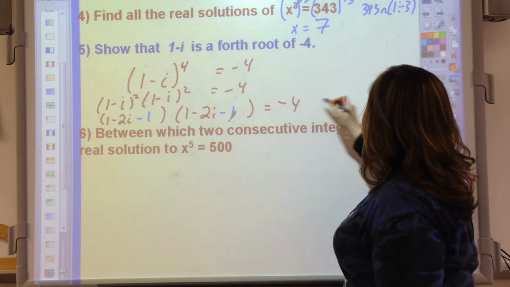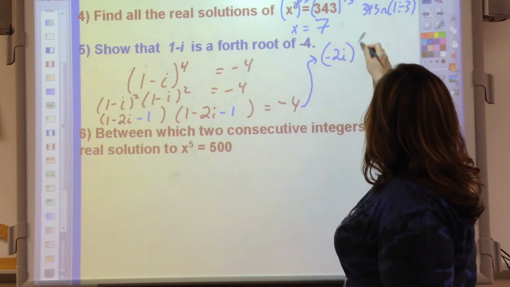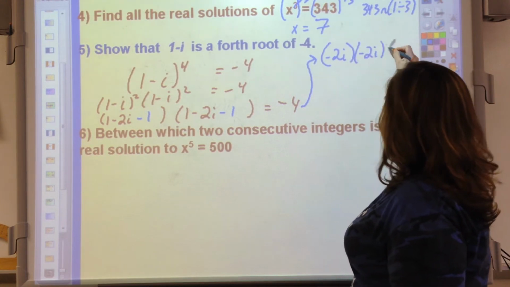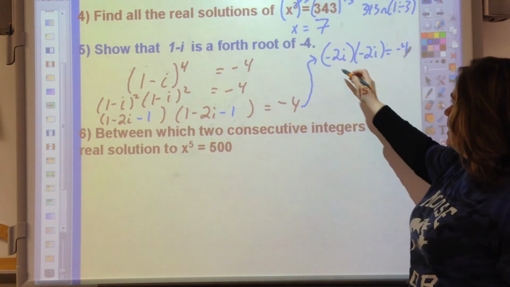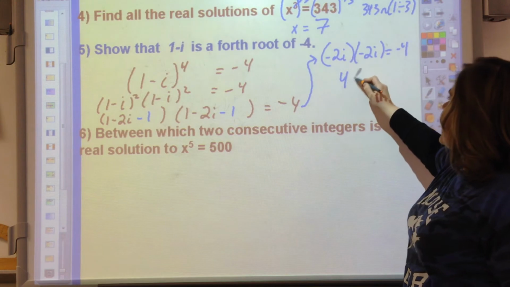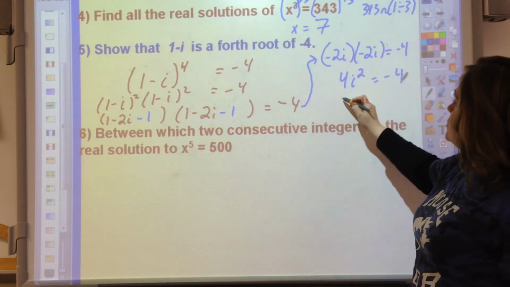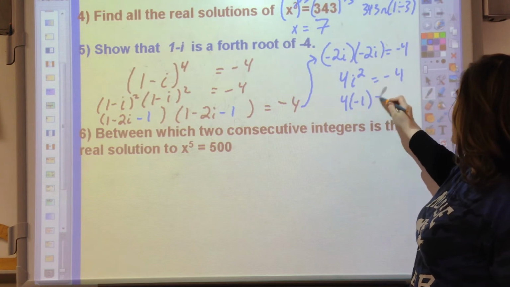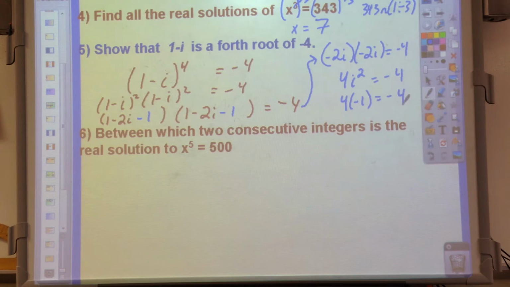So now I'm left with -2i times a -2i equals a -4. And when I multiply those together, I get a negative times a negative is a positive. 2 times 2 is 4. And i times i is i squared. Now i squared actually equals a -1. And we end up with -4. All right.